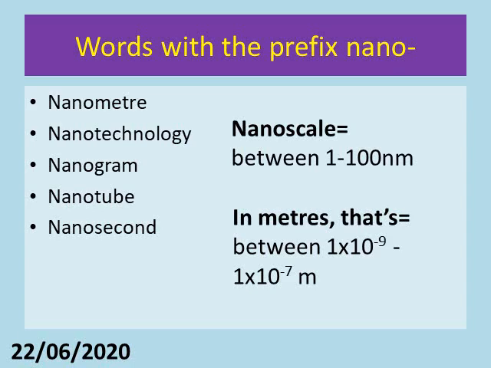Now, nanoscale actually refers very specifically to something that's between 1 and 100 nanometers, and in meters, that's between 1 times 10 to the minus 9 and 1 times 10 to the minus 7 of a meter.